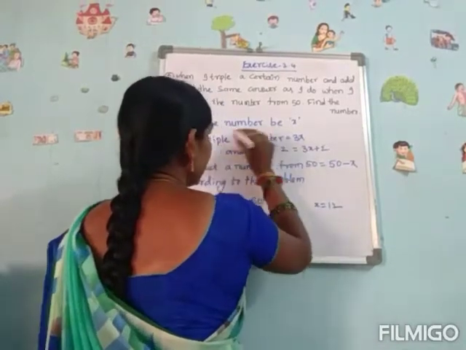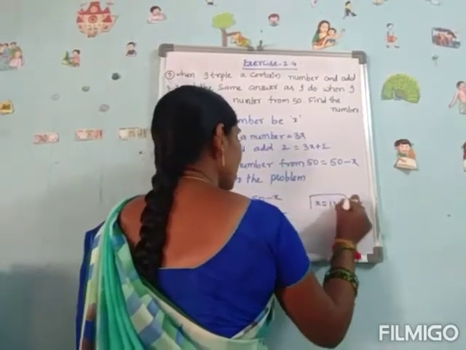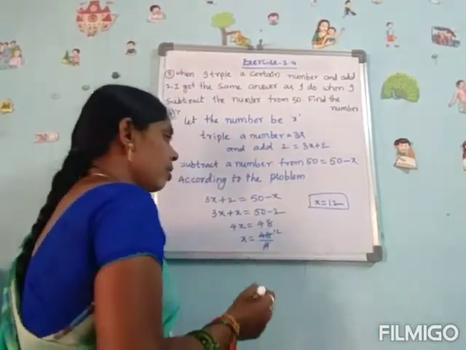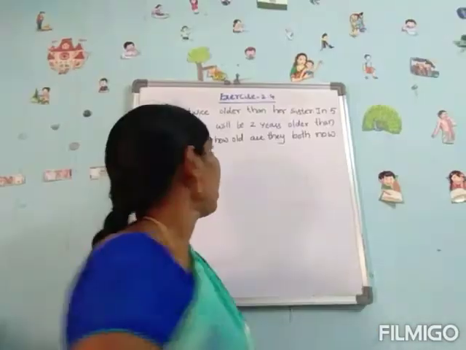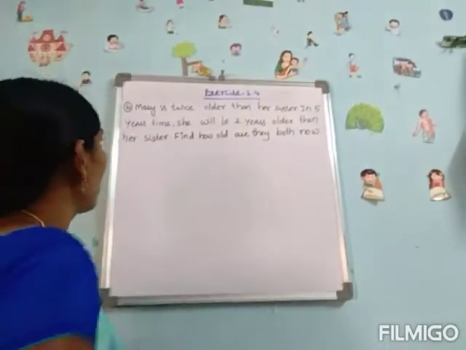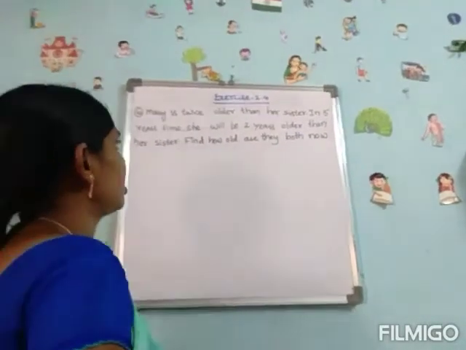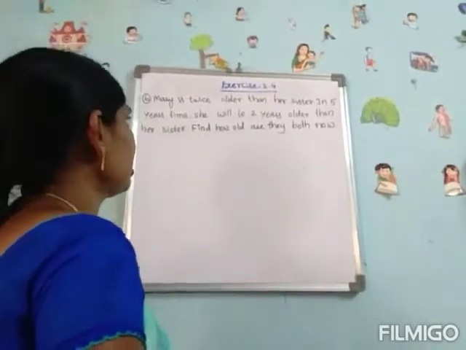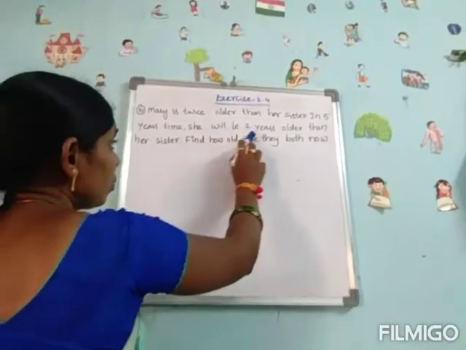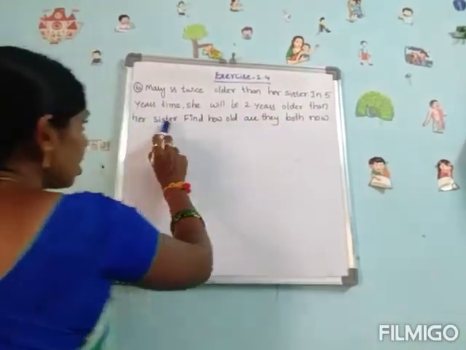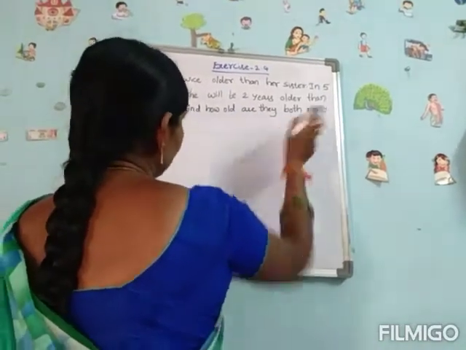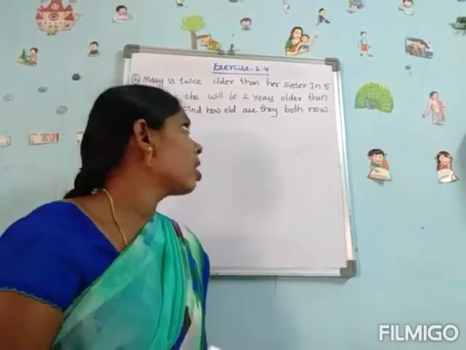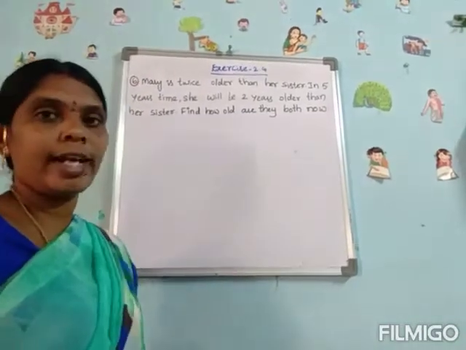We have taken, let the number be x. So we got the x value, that is x equals 12. Okay. Next, sixth problem. Mary is twice as old as her sister. In 5 years time, she will be 2 years older than her sister. So find how old are they both now. We have to find their ages at present.